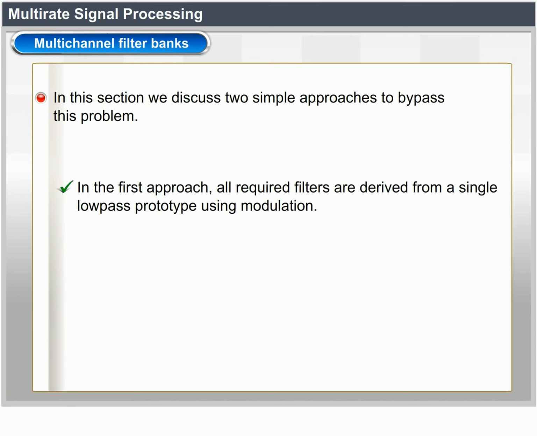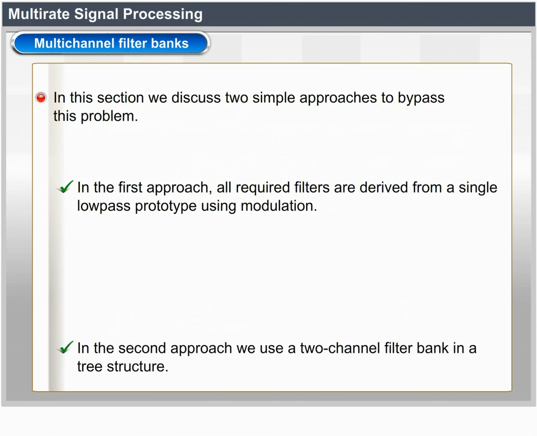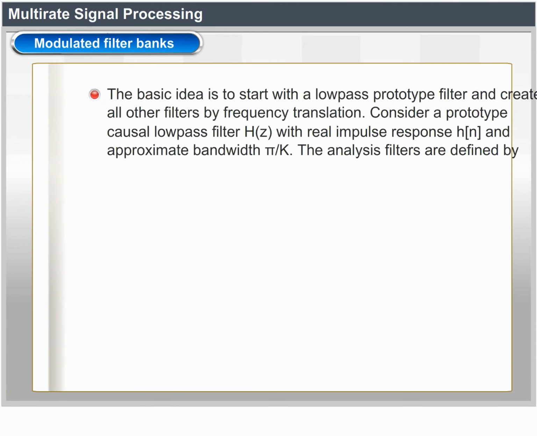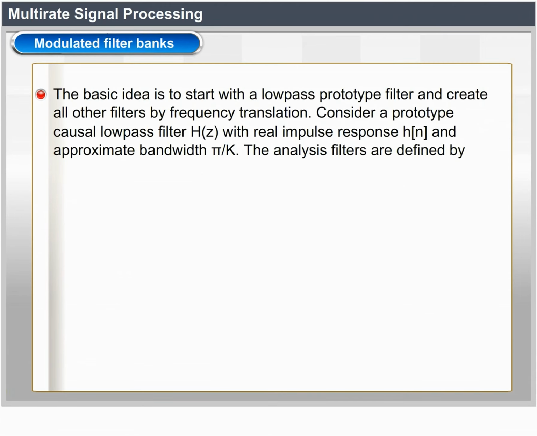Modulated filter banks. The basic idea is to start with a low-pass prototype filter and create all other filters by frequency translation. Consider a prototype causal low-pass filter H of z with a real impulse response h of n and approximate bandwidth pi by K.